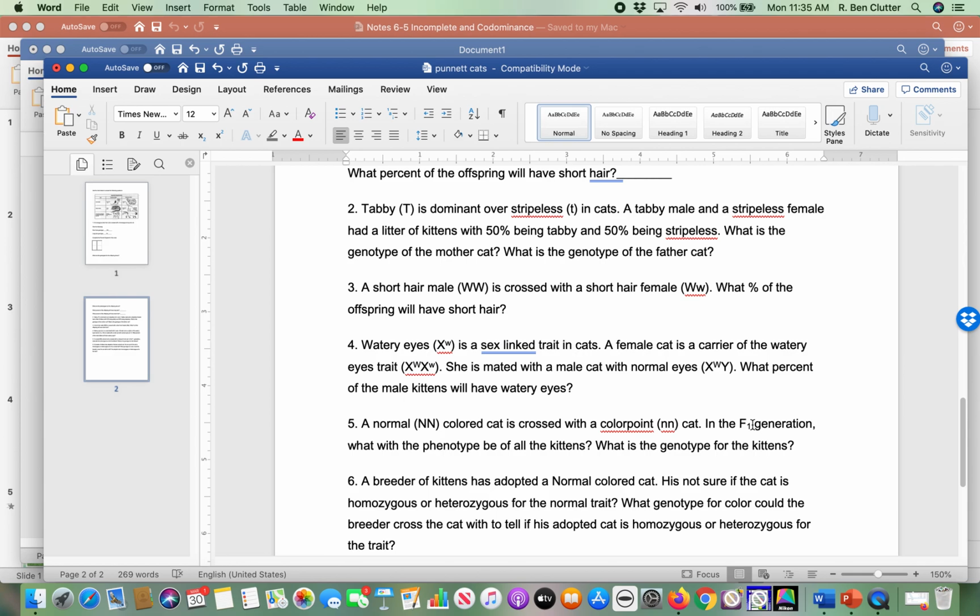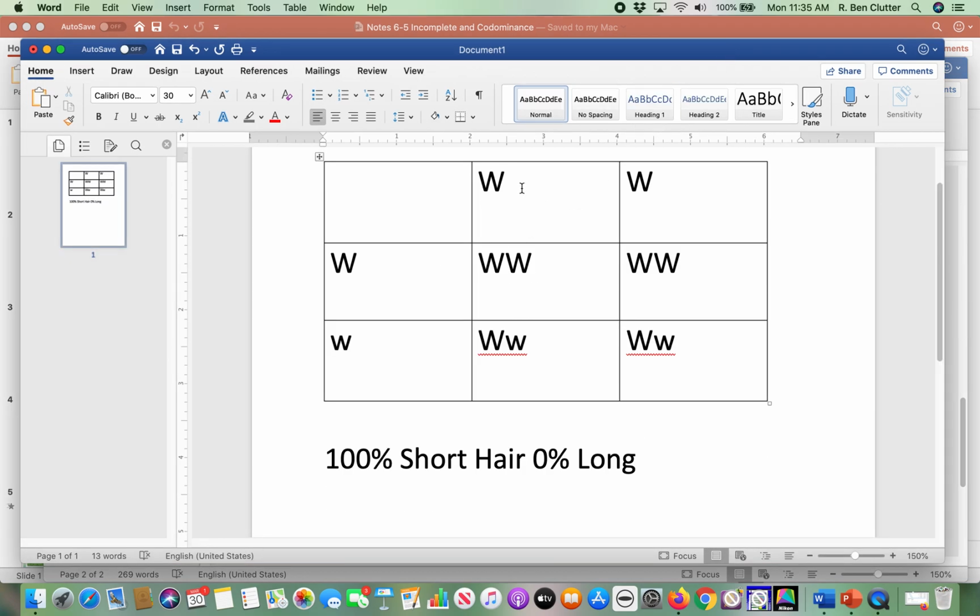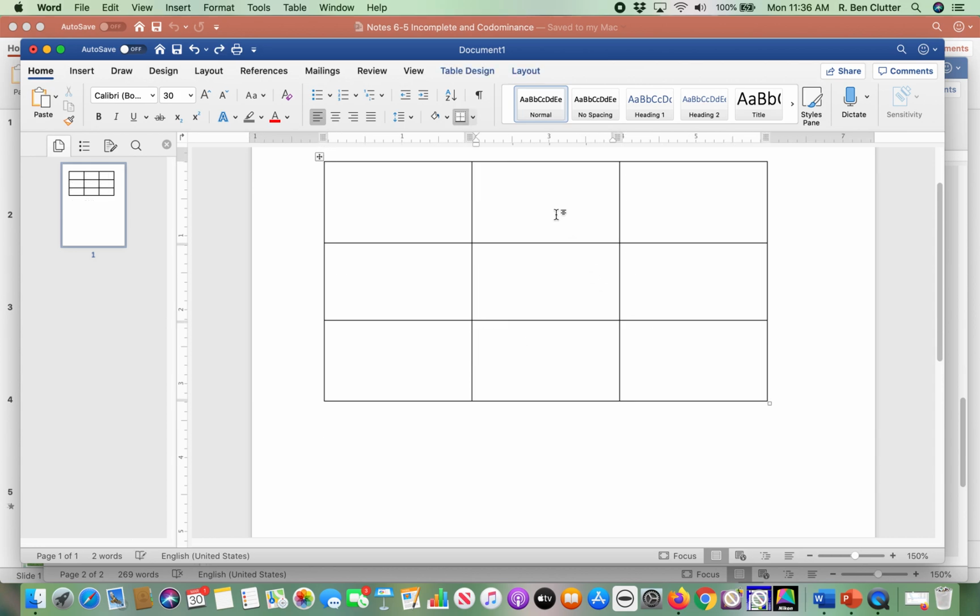F2 stands for filial 2, and so that means the second generation of children, or the first generation of children. And if you go back to the notes on Mendel, when we talked about monohybrid Punnett squares, I described what F1 and F2 stood for there, so you can review that. So in the F1 generation, what is the phenotype going to be for all the kittens? So, again, it's very similar to this, except we are going to go with N's, and mom was homozygous recessive and dad was homozygous dominant.